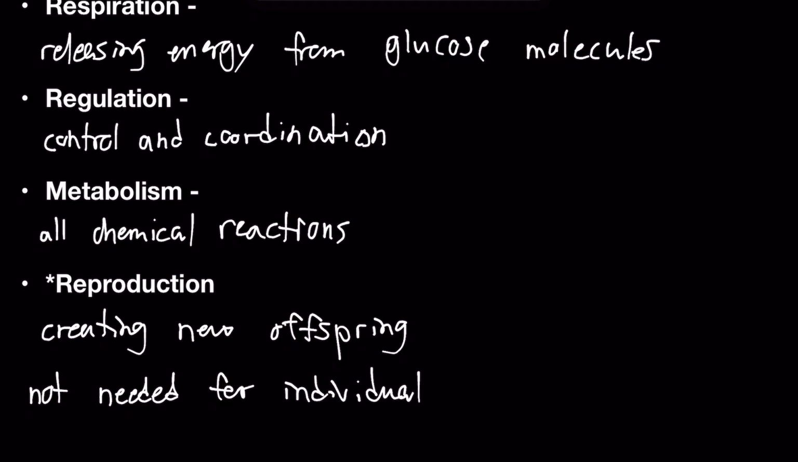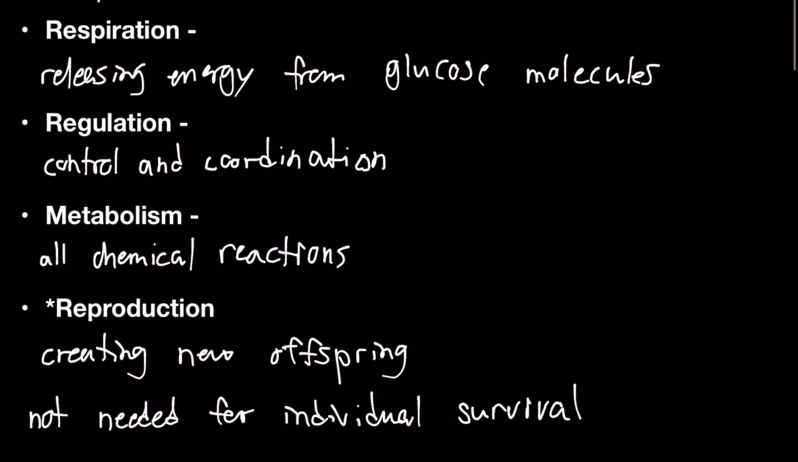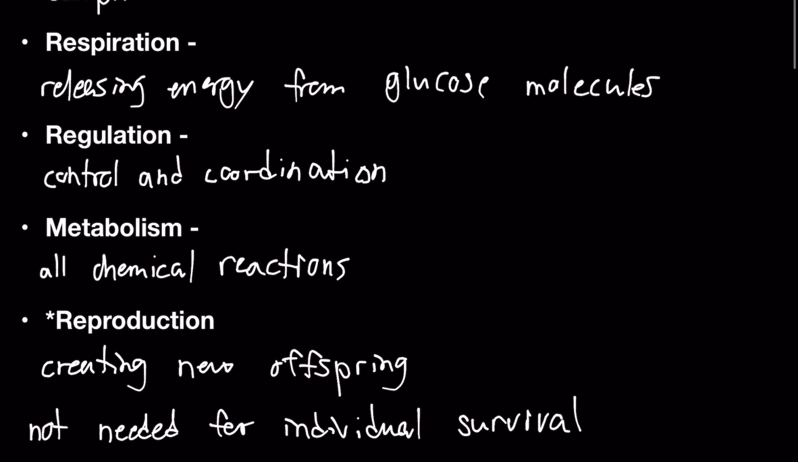However, reproduction is a characteristic of life because all organisms must have the capacity to reproduce, and because it's necessary for species survival. So if an individual doesn't, it's fine, but if everyone in the species stops reproducing, then the species would go extinct. So it's still a process of life, but it's not needed for individuals.